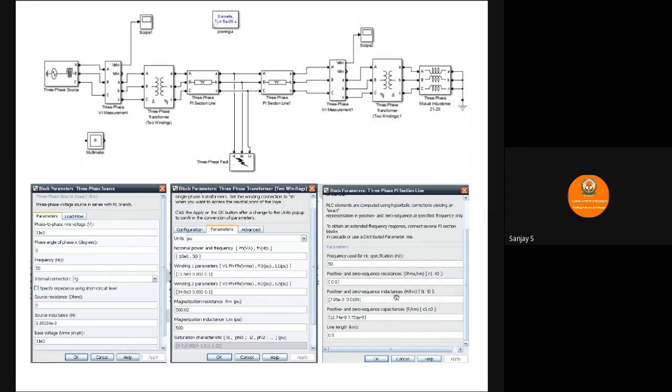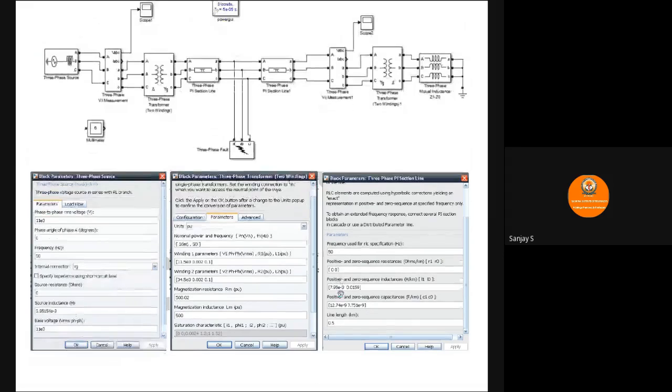Reactances are given. Convert them into inductance and enter the values: 7.95 into 10 power minus 3, 0.0159. You will be getting that. X1 and X0 are given in the problem. Convert them back to inductances and enter them here. Then line length happens to be 0.5 kilometers. Let us go to the next part.